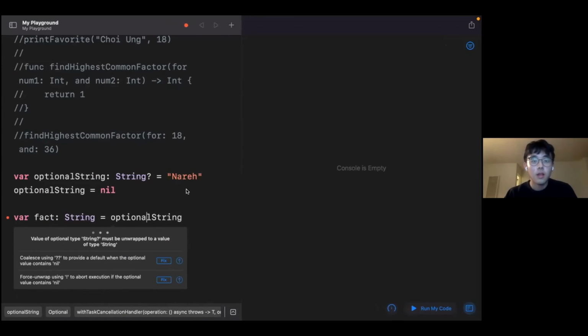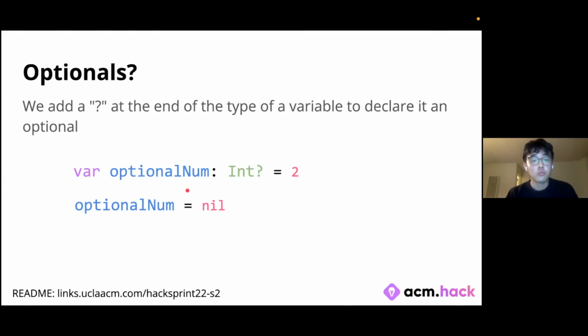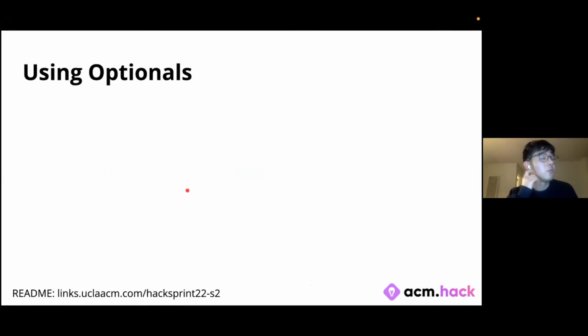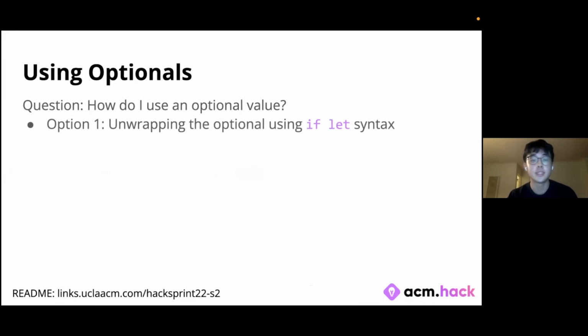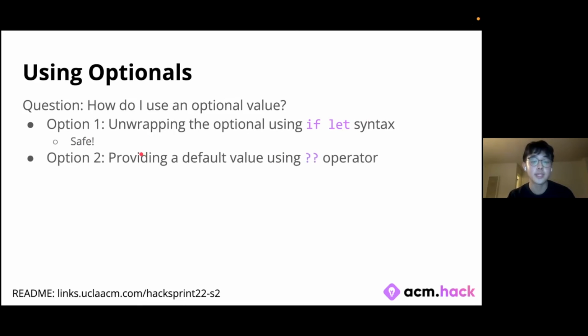I'm going to talk about how to unwrap this value, because there are actually different ways to unwrap an optional in Swift, and there are three main ways to do so. The first way is to use the if-let syntax to unwrap the optional. You'll see examples of this later, but just know that this syntax is quite safe. And the second option is to provide a default value using the question mark operator.